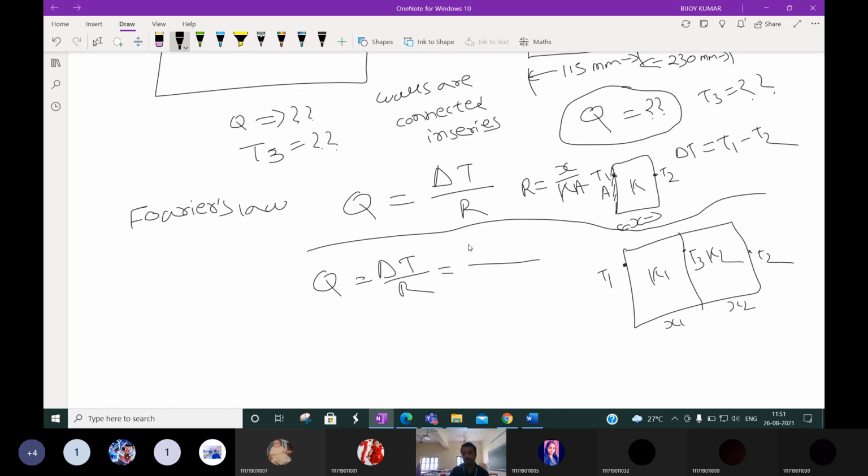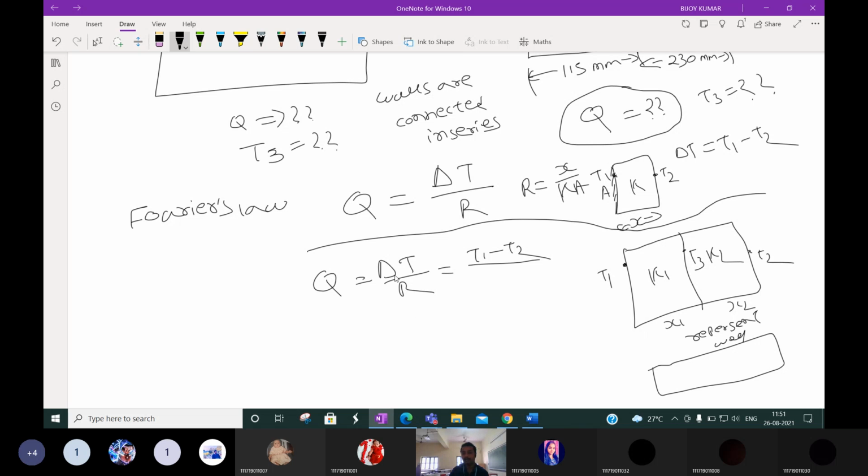Okay, what will be the delta T value? T1 minus T2. Okay, very good. T1 minus T2, because these two walls now represent one wall. Yes or no? These two walls are nothing but one composite wall. This one composite wall consists of two walls. So the overall temperature difference is T1 minus T2.